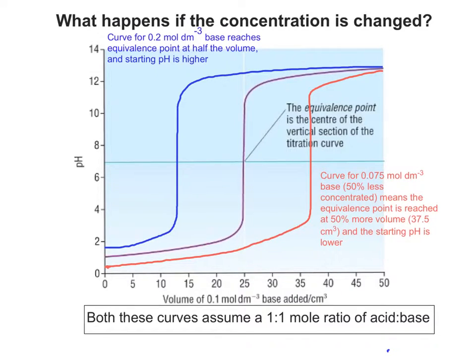The pH curves that you're likely to come across in A-level will assume a 1:1 mole ratio of acid to base. So therefore it'll be monobasic acids that you'll be dealing with.